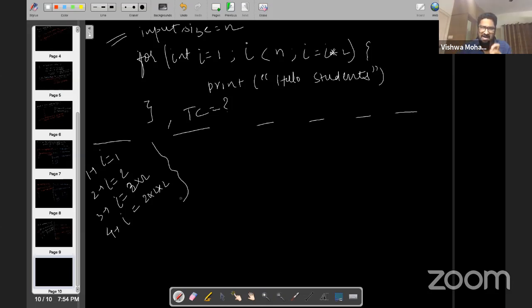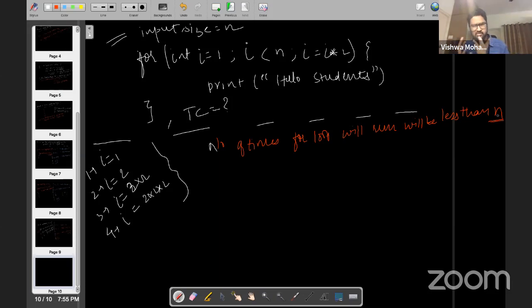So instead of i being incremented by 1, it is getting multiplied by 2 every time. One thing I'm very sure of is that the number of times the for loop will run will be less than n, since i is becoming twice every time. And what is the time complexity? The time complexity is the number of times the for loop is running. This is the definition.